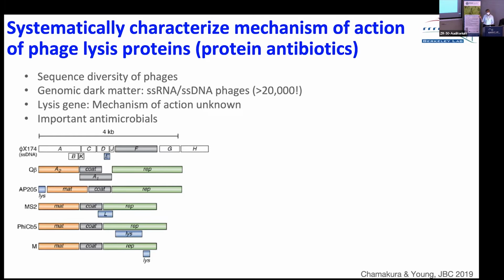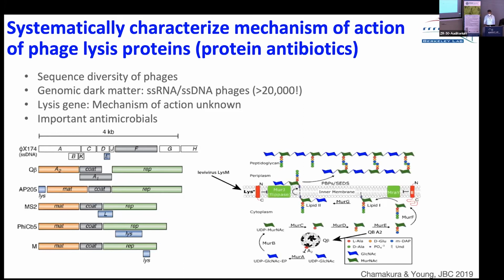One of the key things about this is that the lysis protein is super important, because imagine these 20,000 different phages infecting bacteria, and they must be targeting something which is different from DNA phages. DNA phages have more than 4 to 5 different proteins involved in lysis, whereas the single-strand RNA phages have one protein that carries that function. So they are also called protein antibiotics.